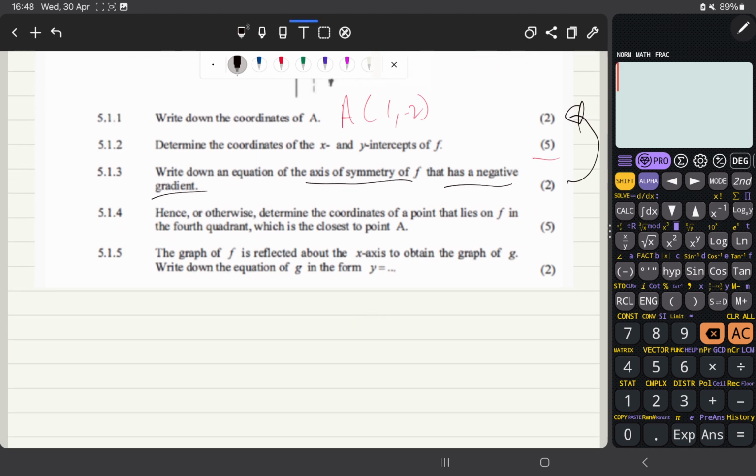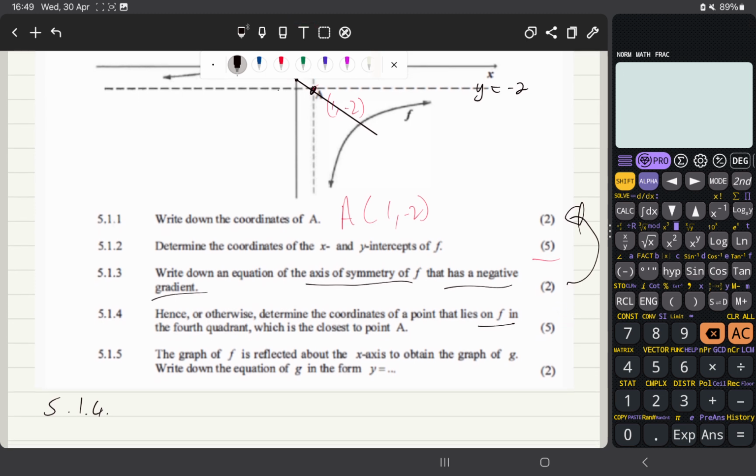Okay, let me say 5.1.4. Hence or otherwise, determine the coordinates of a point that lies on F in the fourth quadrant, that is closest to point A.